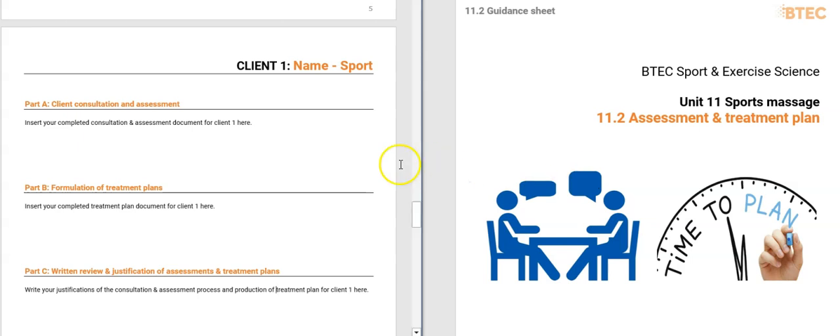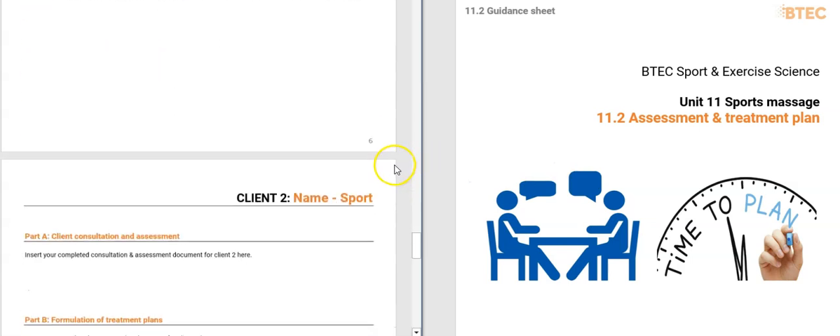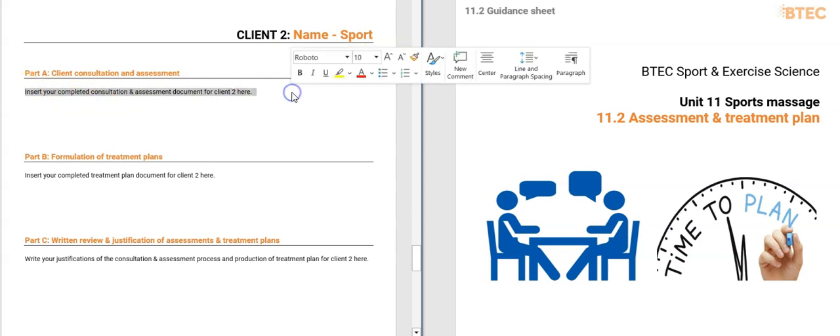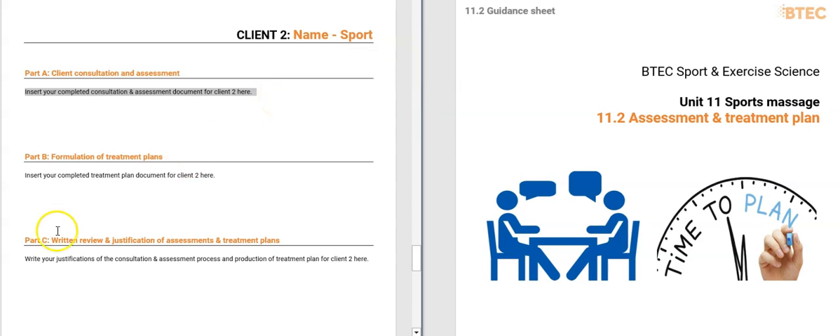Once that's all completed, we'll come back to 11.2, and you'll do exactly the same process, order of things, content, but for client 2. So you'll put the name of your client 2 here, whatever activity they do. Remember, they've got to be contrasting types of treatment. You'll put their consultation document here. Remember, the video of the consultation will be in the playlist anyway. You'll put their treatment plan here, and you'll do the justification bit here.